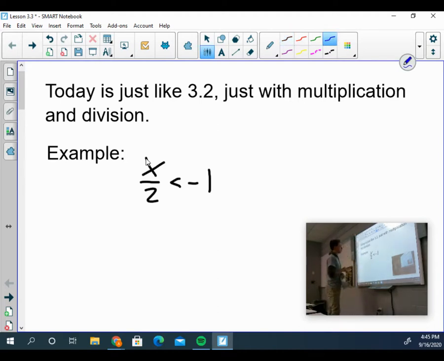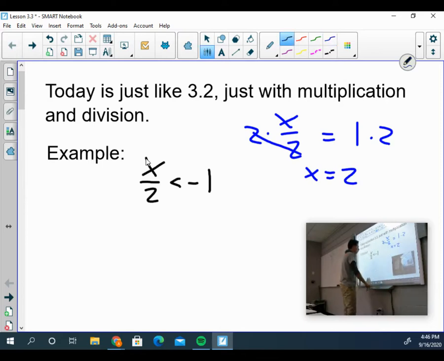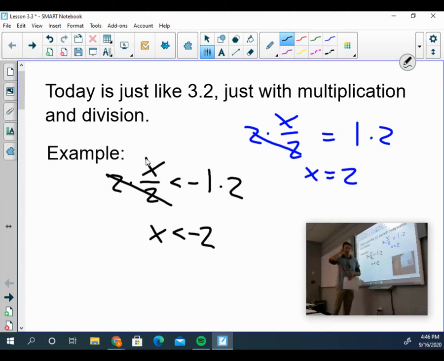Well, just as addition and subtraction are opposites, multiplication is the opposite of division. Again, you've seen stuff like this before. If I wrote down the equation x over 2 equals 1, you would tell me multiply both sides by 2, and I get the answer x equals 2. You handle the inequality the exact same way. I multiply by 2, I multiply by 2, cross out, and I am left with x is less than negative 2.